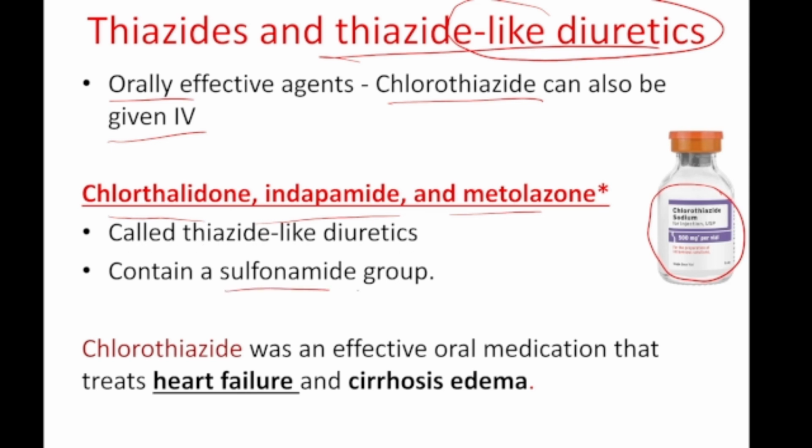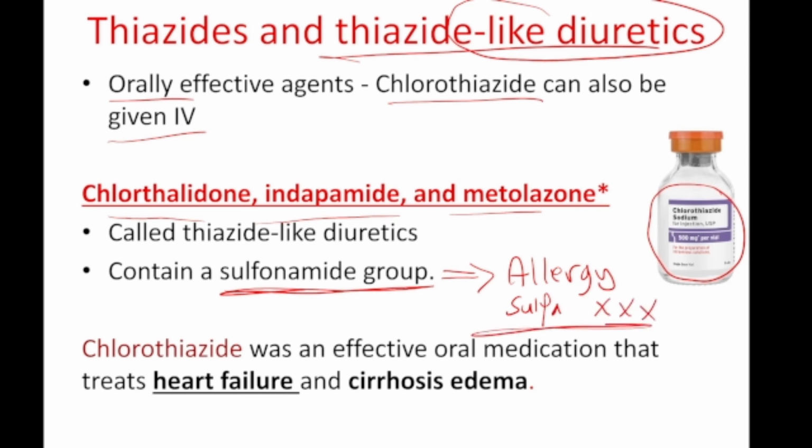These three medications contain a sulfonamide group. That means if the patient suffers from allergy to sulfa medication, we don't recommend using it because of the history of sulfa allergy. Thiazides are effective as oral medication and are prescribed for heart failure, cirrhosis edema, and, again, we can type here hypertension. Please remember that: heart failure, hypertension, and cirrhosis edema.